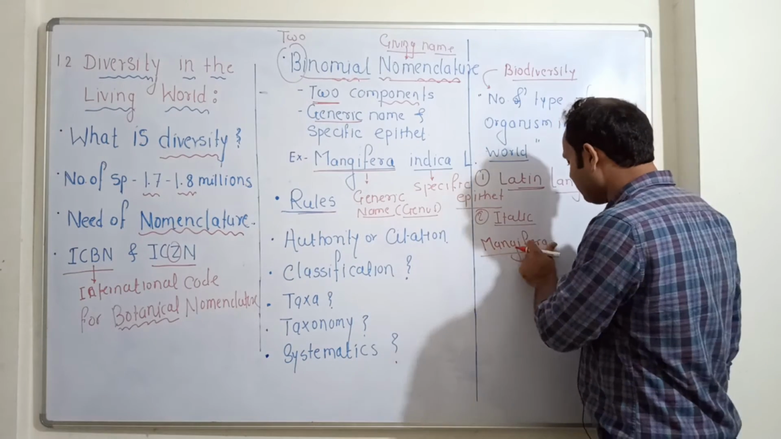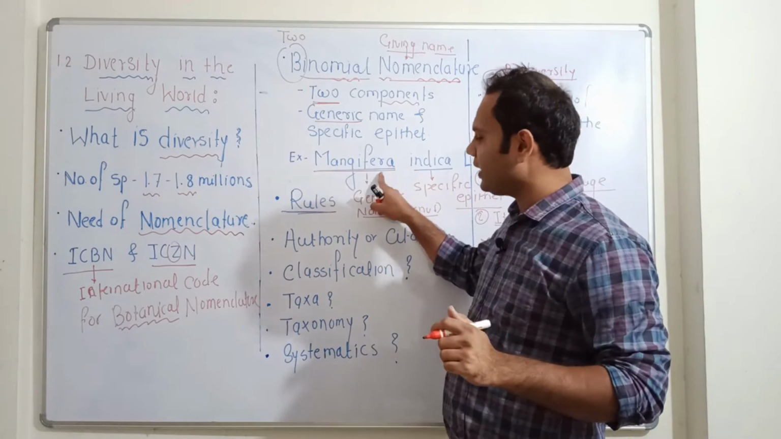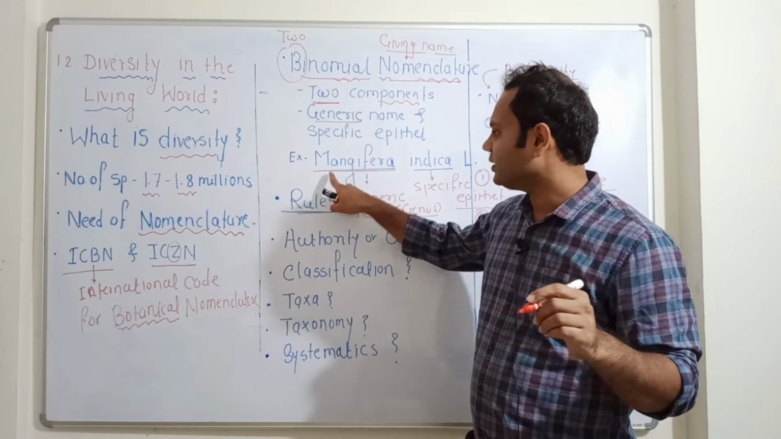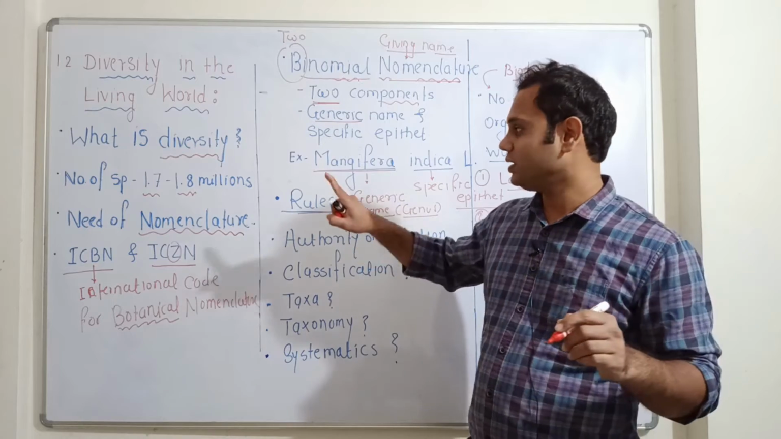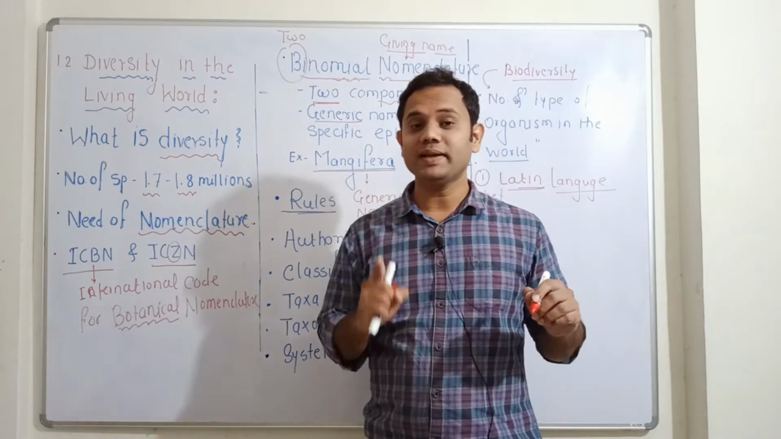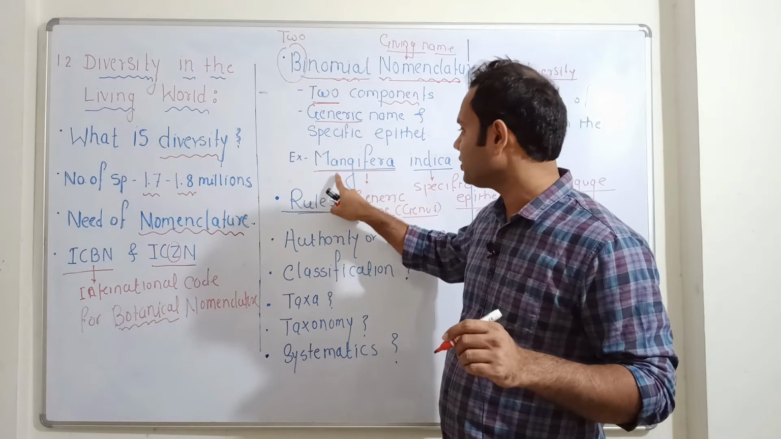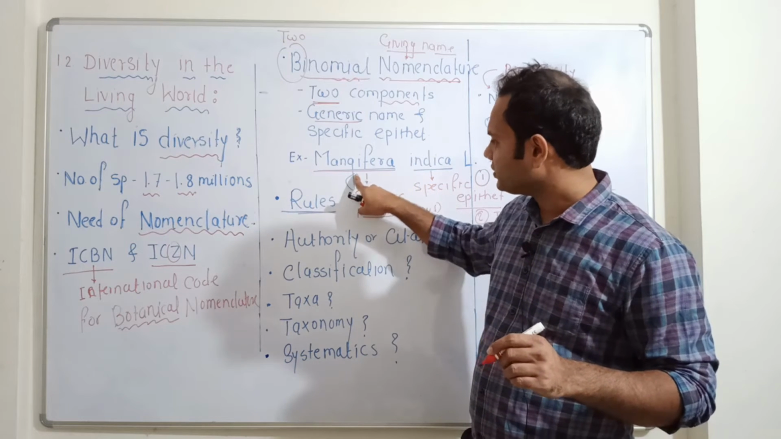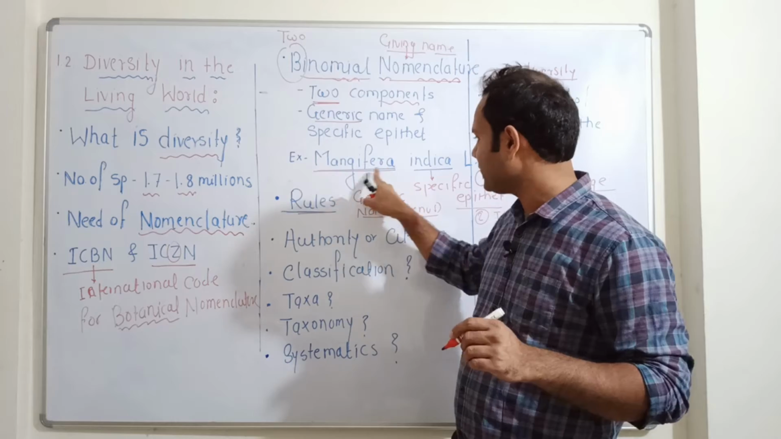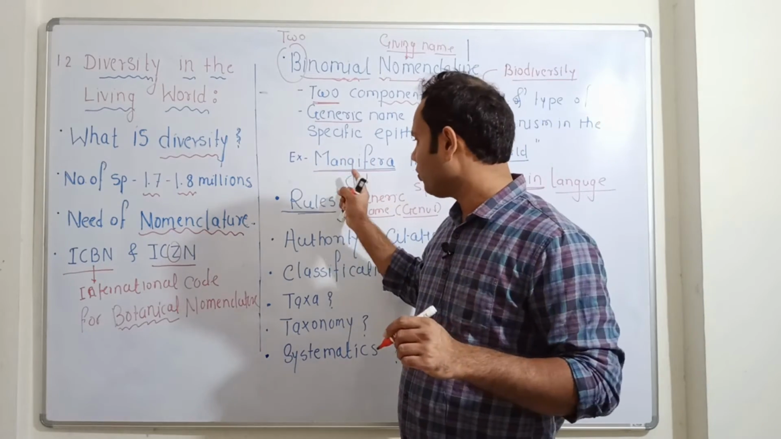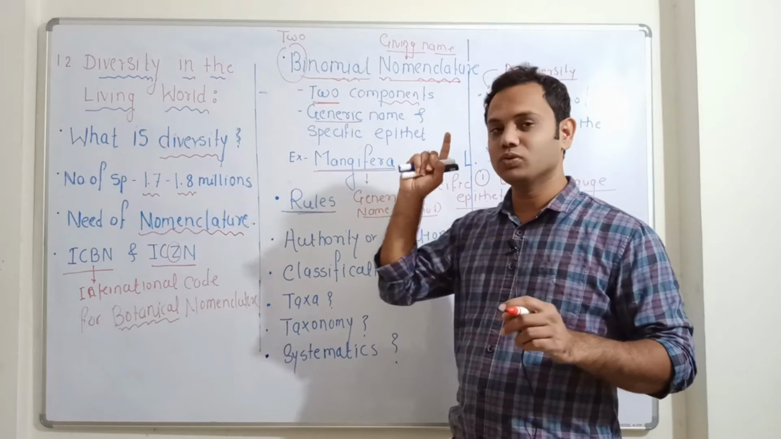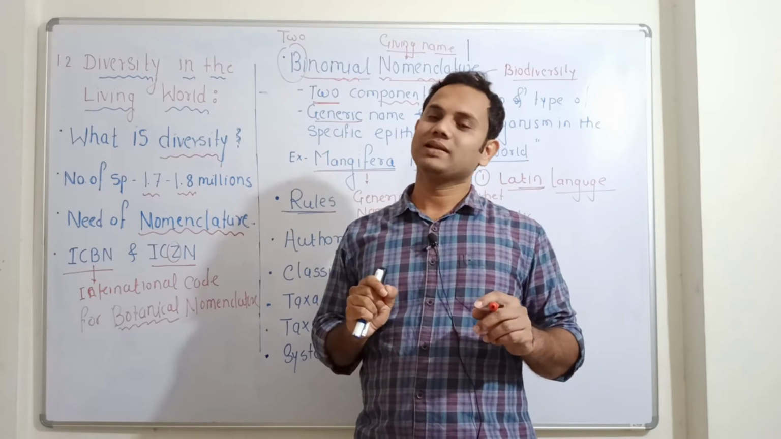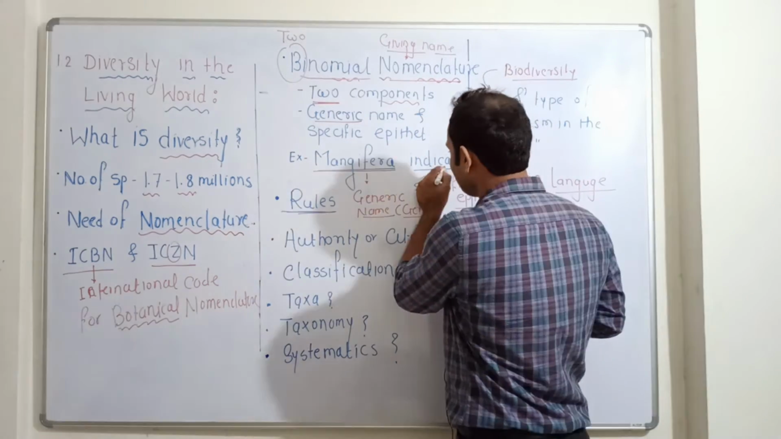But if you want to write the name by hand, then what is important is that you should separately underline both words. Which words? This is the generic name and this is the specific epithet, that is actually the name of the species. I have underlined these two words, Mangifera and indica. So when you write the name, you must underline both names, and that too separately, not completely as one.